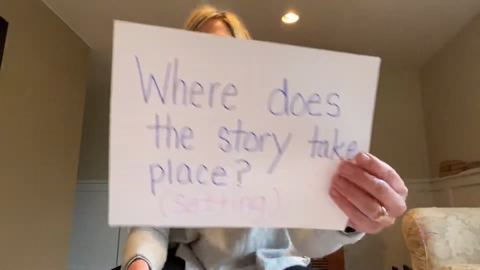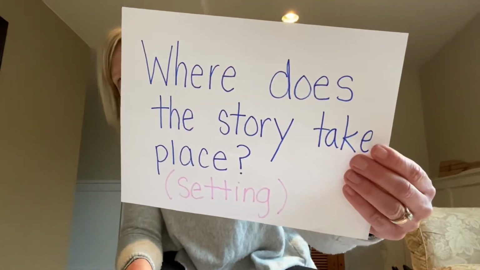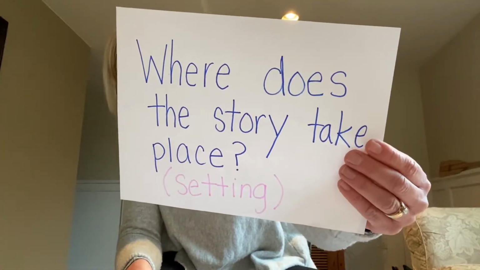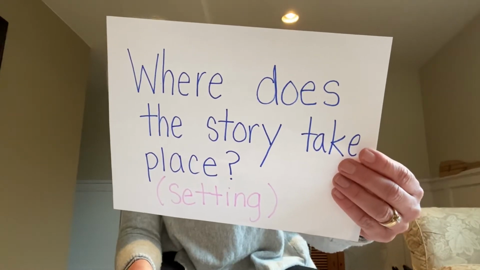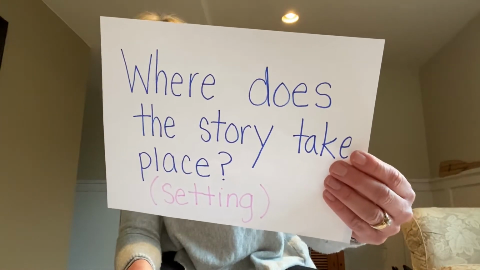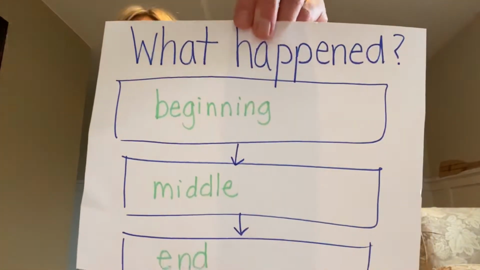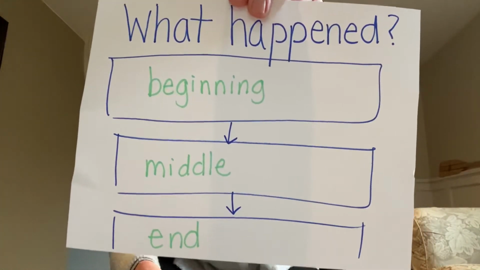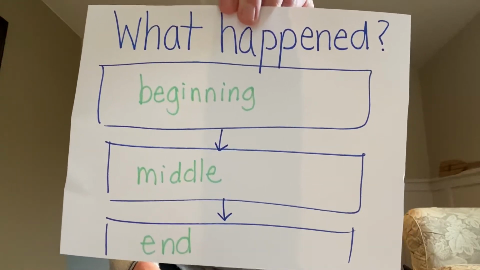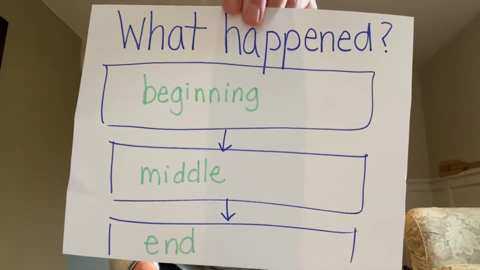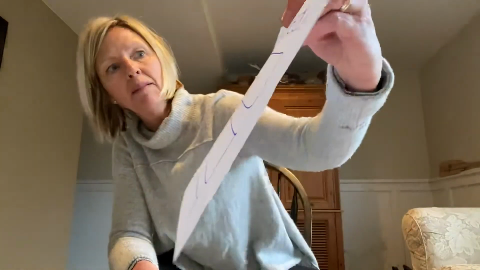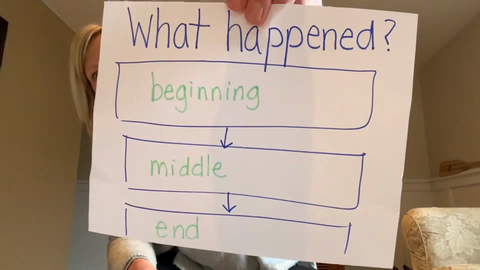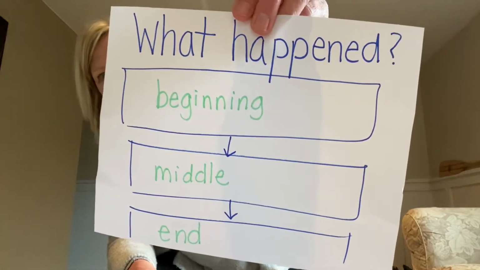Now you'll say the setting. The setting of the story takes place in Little Rabbit's house and then all around the neighborhood where Little Rabbit lives, where his animal friends are. And now we're up to what happened in the story. Pause the video and talk about what happened in the beginning of the story, what happened in the middle of the story, and what happened in the end of the story.